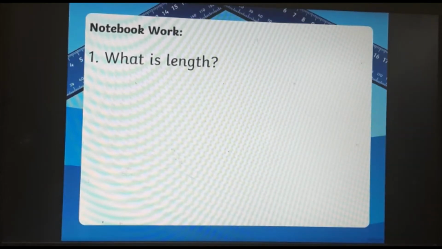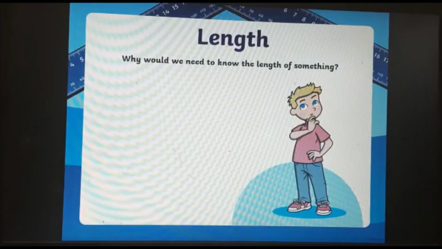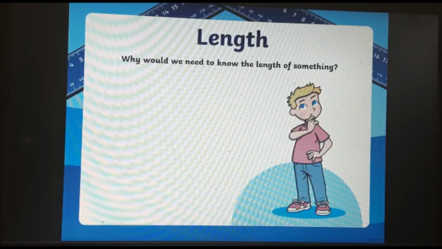So for your knowledge, length is a measure of how long an object is or the distance between any two points. That is what is called length. Now a simple question comes in everybody's mind: why would we need to know the length of something? Why do we want to know?